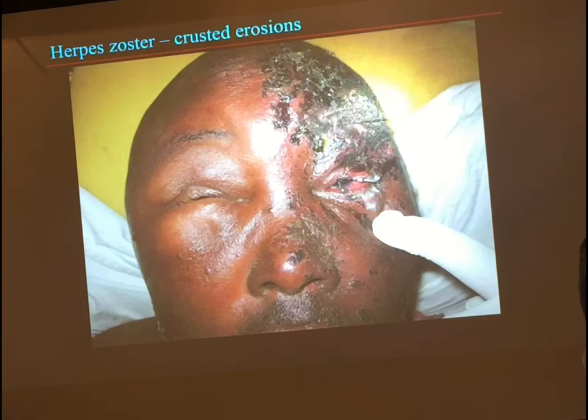The worrisome thing in zoster is involvement of the nasal tip or the side of the nose. This is called Hutchinson's sign. When you see involvement of this area, you are worried about ophthalmic involvement, so you have to get ophthalmology involved right away. This is something I just wanted to point out when you see the side of the nose involved.